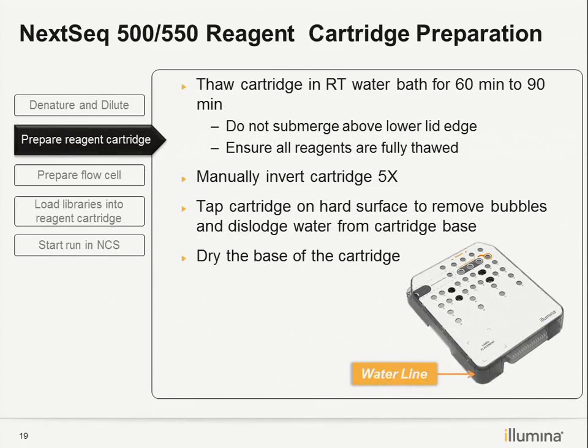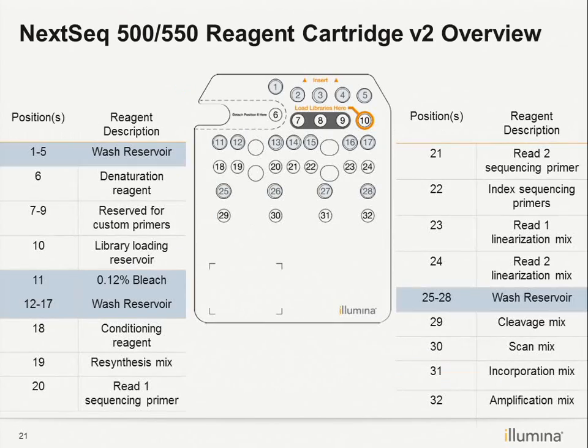Okay, and then for the reagent cartridge, make sure it's fully thawed, and then we want to mix it by inverting up and down 5 times, and then tap on the surface to remove bubbles, and then dry the base of the cartridge just to ensure not to bring a lot of water into the instrument. This is the water line here. So when you thaw in a room temperature water bath, do not exceed this water line.